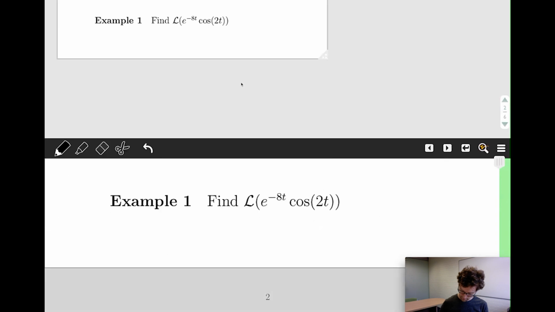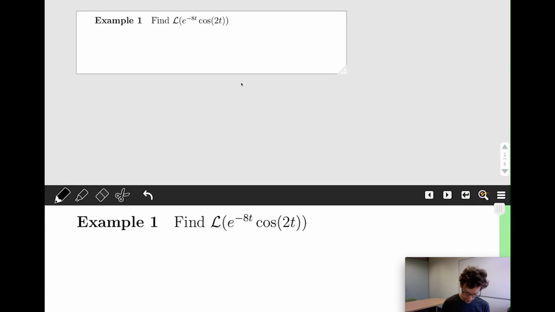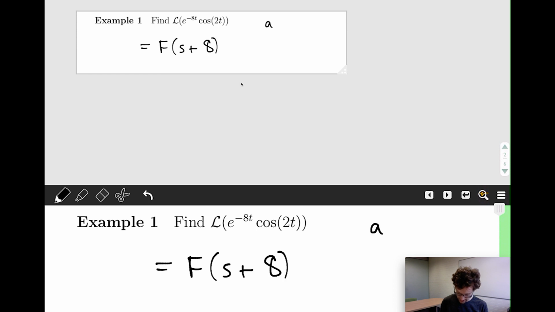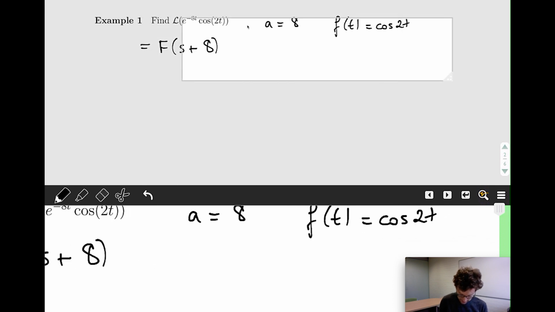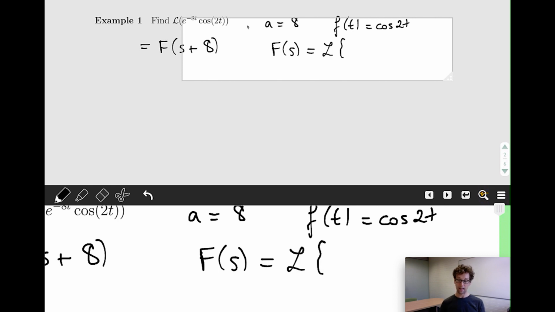So example 1, we have the Laplace transform of e to the minus 8t cosine of 2t. So we know from the first shifting theorem that this will be equal to F of s plus a, where in this case a is equal to 8. We can see that this looks like e to the minus at times a function of t. So our function of t is cosine 2t. So what we need to do is calculate the Laplace transform of this function without the e to the minus 8t in it.